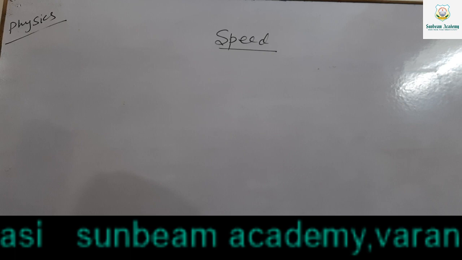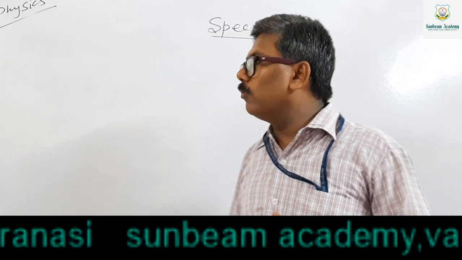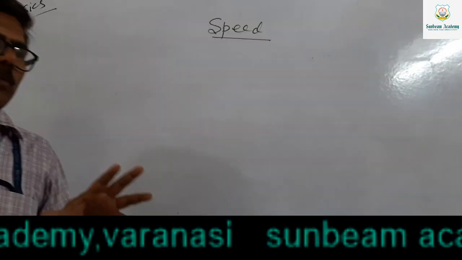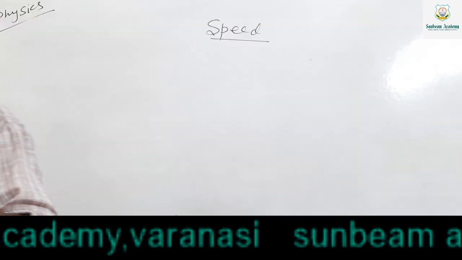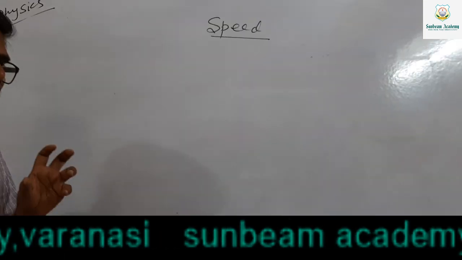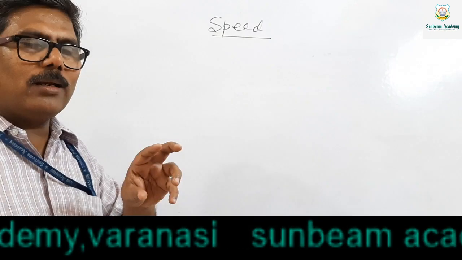Now you have already studied speed, average speed, uniform speed, non-uniform speed. Now do you know what is the instrument name with the help of which you can calculate the speed of a body? That is called speedometer. Speedometer is an instrument with the help of which you can see the speed of any body.